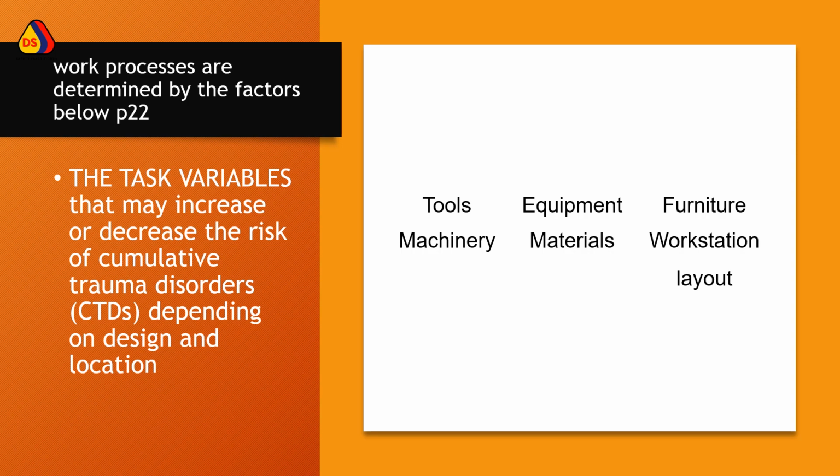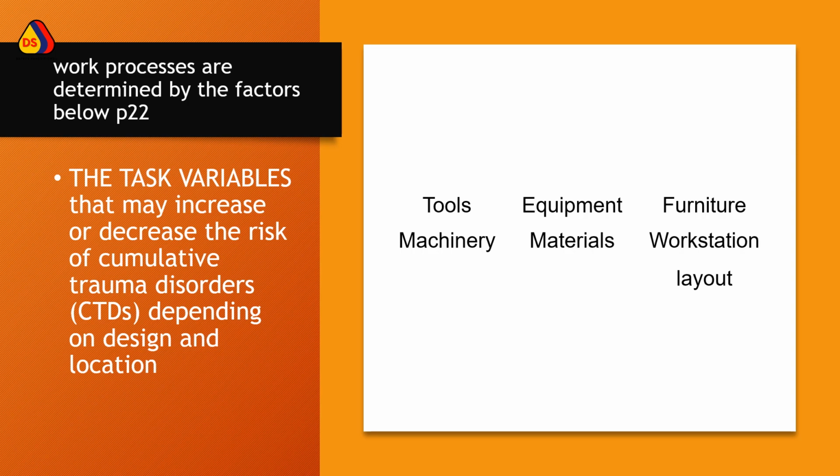The determination of work processes relating to task variables may increase or decrease the risks of CTDs and involves careful consideration of ergonomic design, the selection of tools and equipment, the choice of furniture, and the layout of the workspace. A proactive approach to ergonomics can significantly reduce the risk of CTDs and promote the well-being of employees.